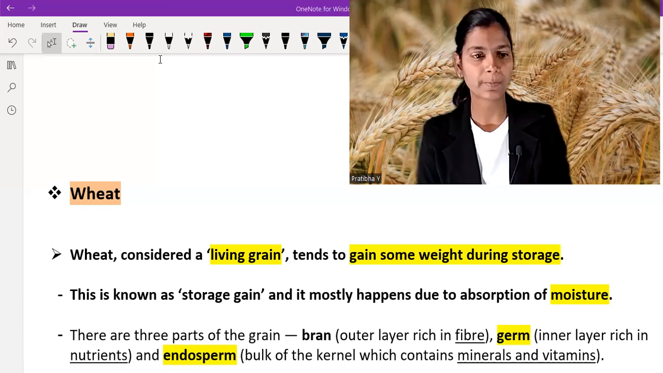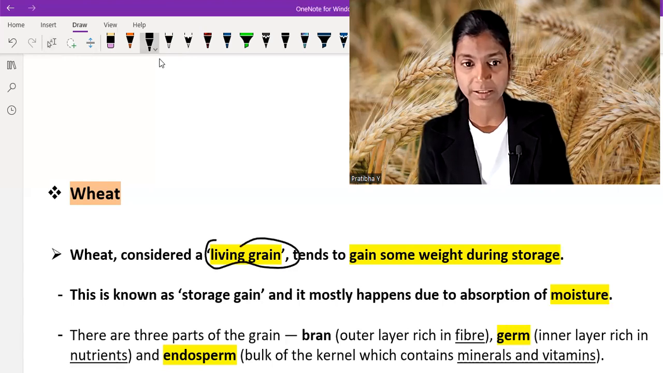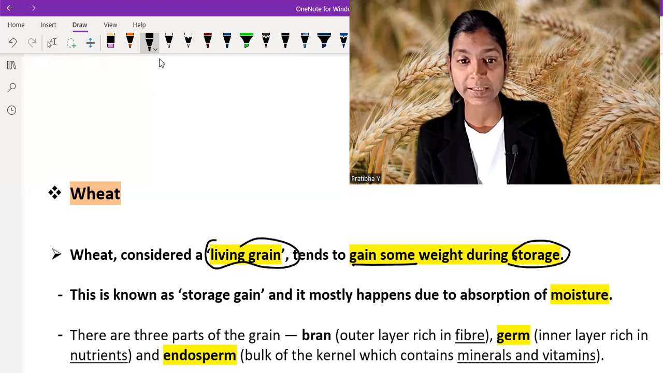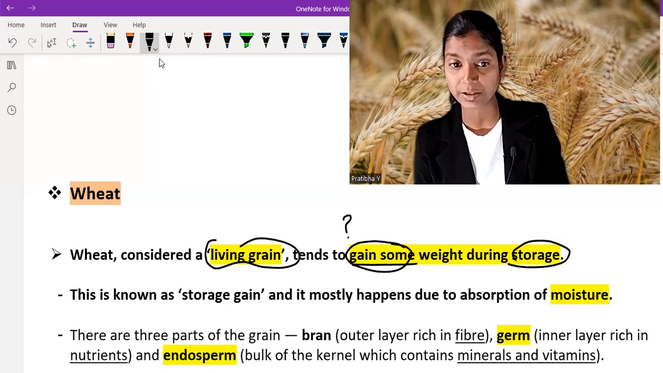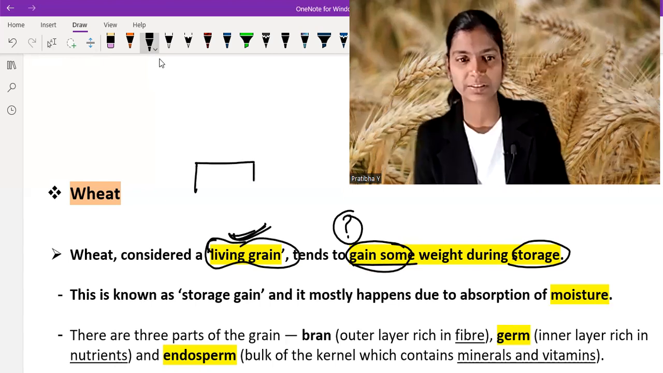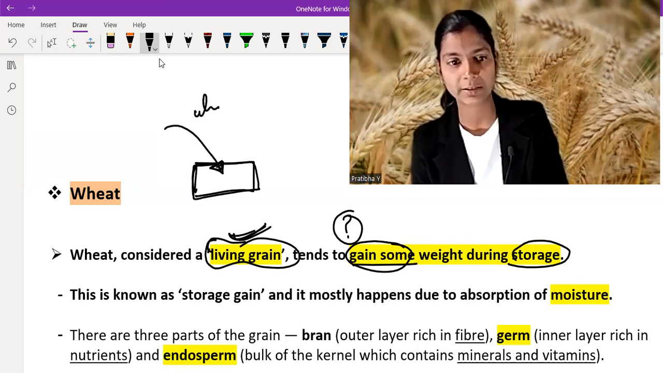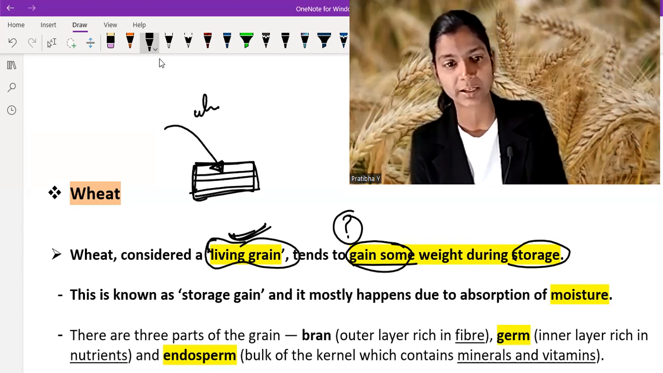Wheat is considered a living grain, and it tends to gain some weight during storage. When we store wheat, it gains some weight. Why does it gain weight, and why is it called a living grain? By observation, people see that when they harvest wheat from their field and store it in a granary, after some point of time, after storage, the weight of the wheat has gained.